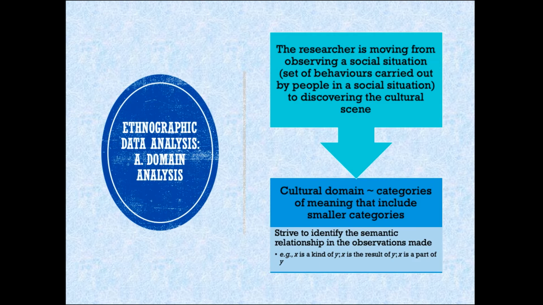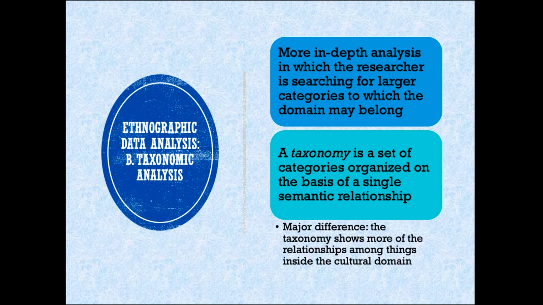As a researcher, you move from observing a social situation or set of behaviors carried out by people in a social situation. Here, why? To discover the cultural sense, as we say. Ethnographic analysis is about studying the culture of groups of people. So a cultural domain, or categories of meaning that include smaller categories, where you strive to identify the semantic relationship in observations made. For example, is X a kind of Y? Is X the result of Y? Is X a part of Y? So these are the questions that you need to understand and bring an answer to.